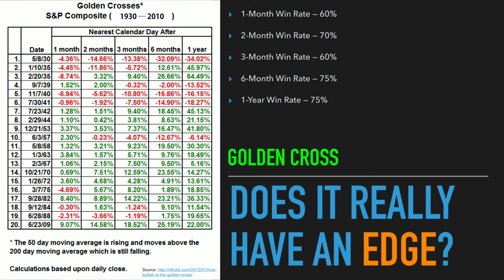If you enter your long position at the golden cross, after 1 month, it will have a 60% probability to become a winning trade. After 2 months, 70% probability. After 3 months, 60%. And if you hold longer than 6 months or even 1 year, you will have a 65% chance that your trade will become a winning trade. Based on the probability, the golden cross strategy does have a statistical edge in the market. In other words, it can help you make money in the market.